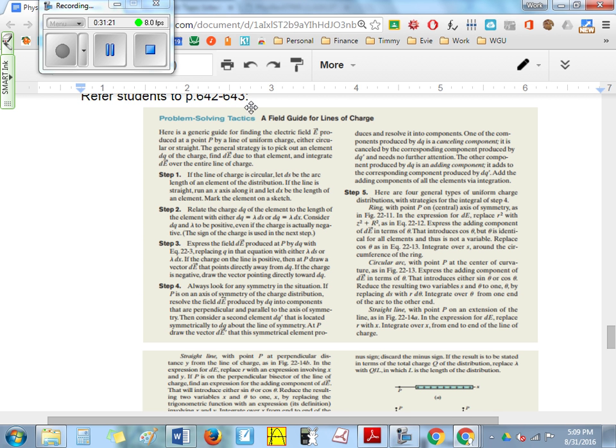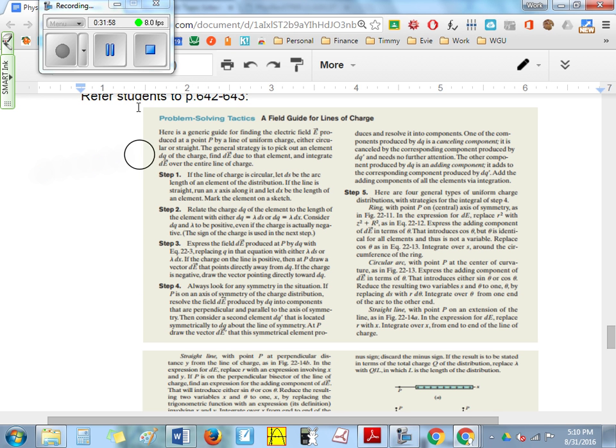Okay, it says here's a generic guide for finding the electric field E produced at a point P by a line of uniform charge, either circular or straight. The general strategy is just to pick an element dq of the charge, find dE due to that element, and then integrate dE over the entire line of charge. All right? So that's what we did. And it talks you through the case where your strip of charge is a ring, like this, and it says what to do if the strip of charge is a straight line.